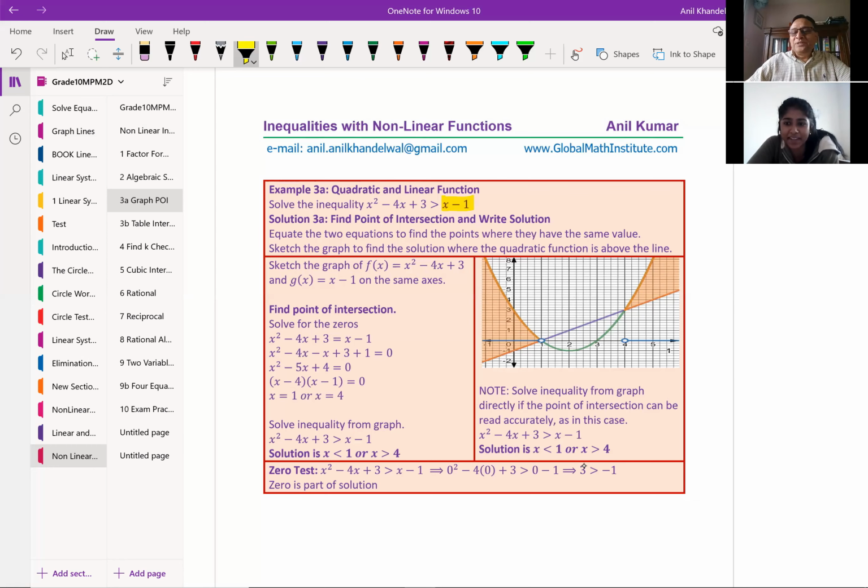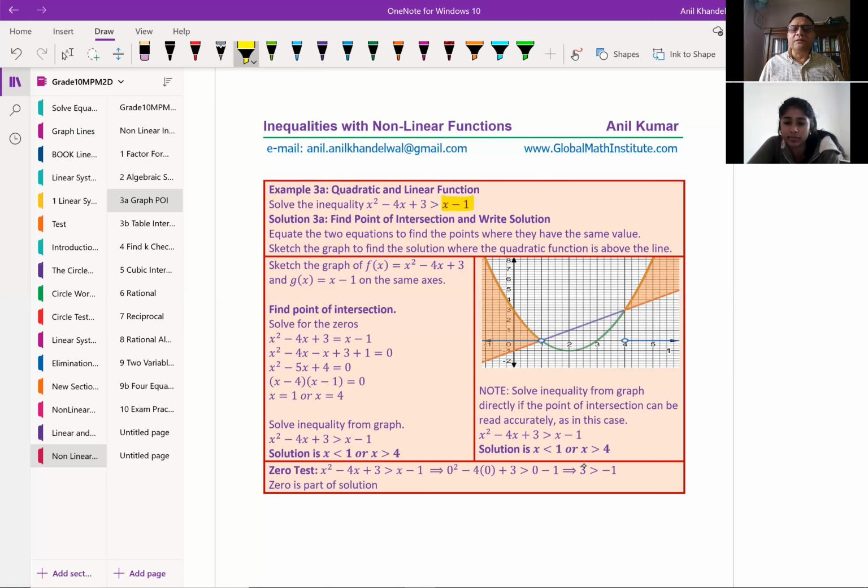Think in those terms, and this is practically the same question. The only thing is, I've just put it in a simple form. So 3A, find the point of intersection and write the solution. That is my question. So when you have two different functions, it could be anything. In this case, it was a parabola and a linear function. You would have done it with the previous method, but it could be any other function also.